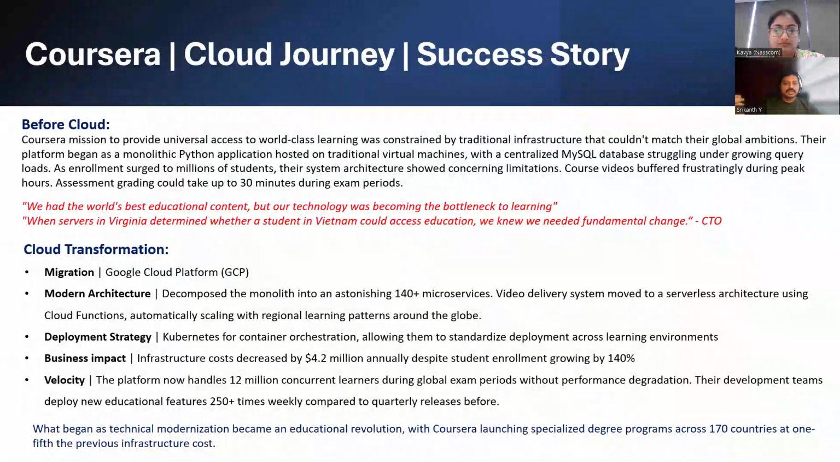A similar deployment strategy, they use containers. Again, the business impact: infrastructure cost decreased by 4.2 million, in spite of student enrollment growing by 140%. The velocity: you can see 12 million concurrent learners during the global exam periods, without any performance degradation.